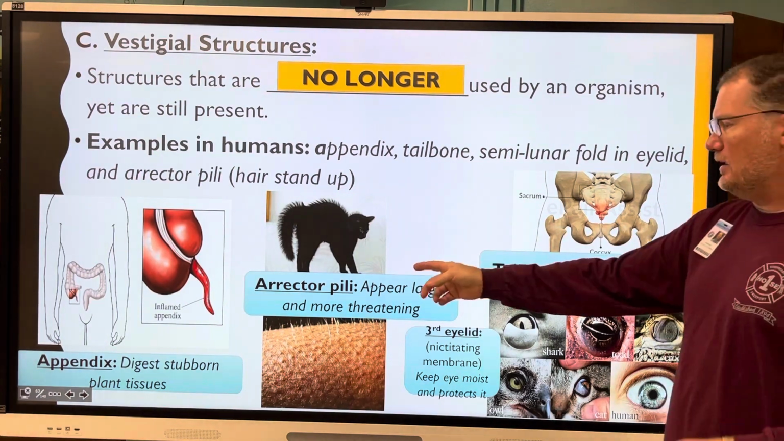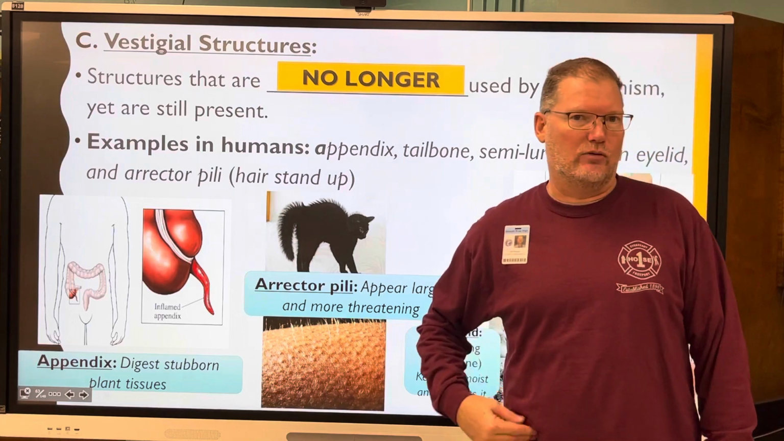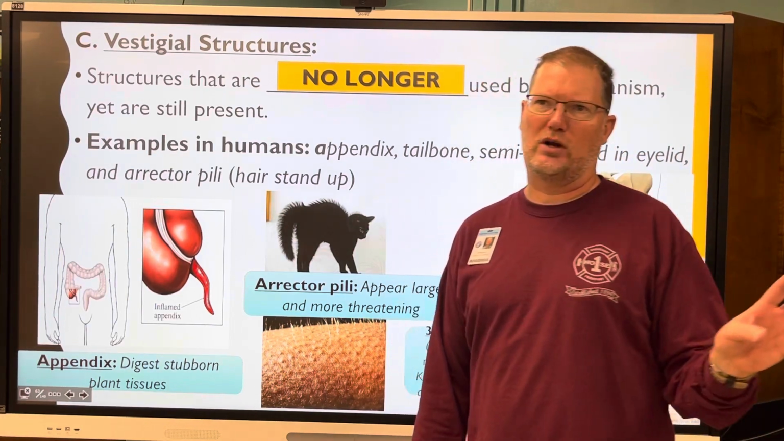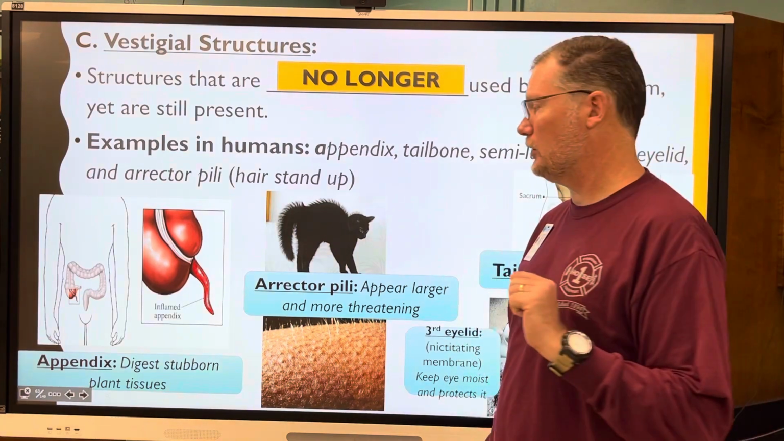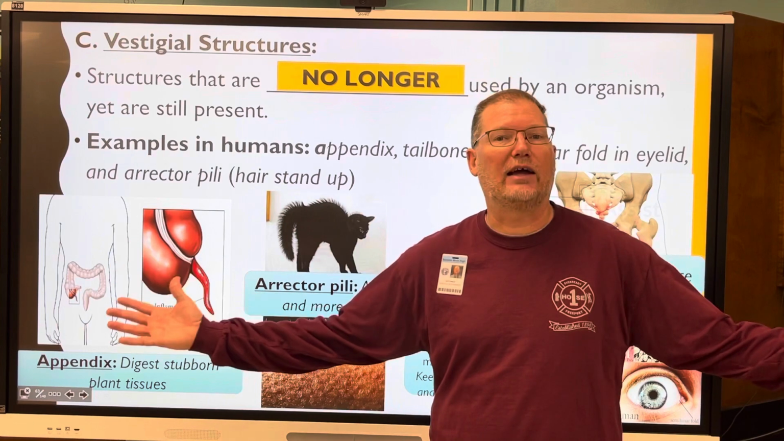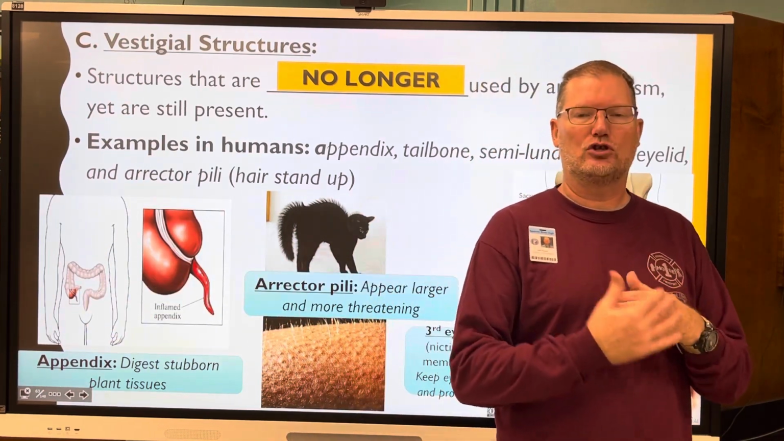The appendix in humans. Mine had to be removed. I have a nice little scar about that long right here, about 23 or 24 years ago. And I'm perfectly fine, look at me. I don't need an appendix. Why? Because it's a vestige, left over.